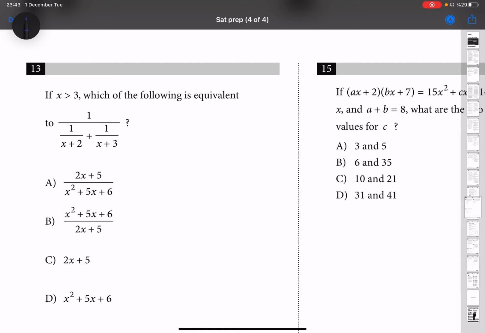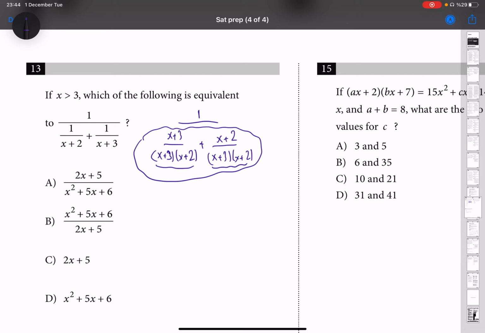13. If x is greater than 3, which of the following is equivalent to this guy? So let's equate the denominators first. 1 divided by x plus 3, plus x plus 2 divided by x plus 3 times x plus 2. So we can write this in a common denominator since they have the same denominator. So okay, this is our thing.